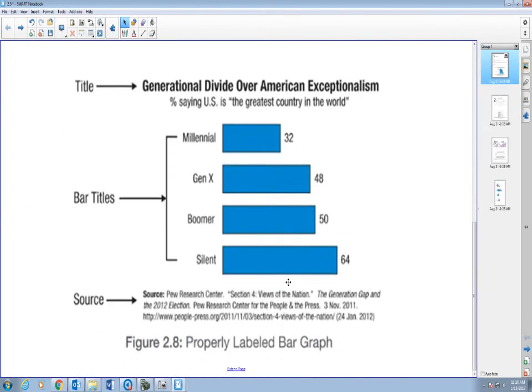So I will begin to kind of show you this. For example, this is a picture I got from the textbook. All right, appropriateness of the graph. Gotta have a title. Okay, gotta have a title for the bars. Gotta have a source. For example.